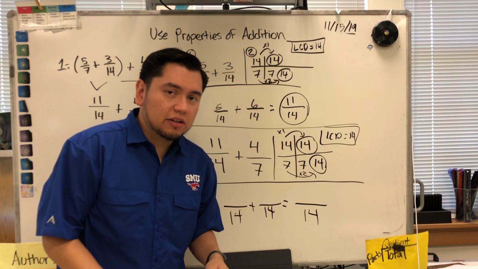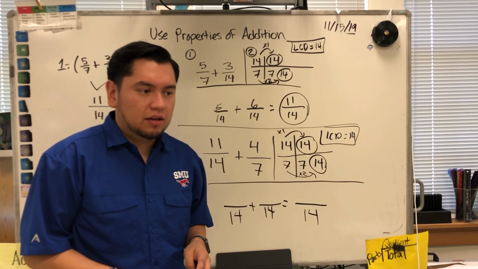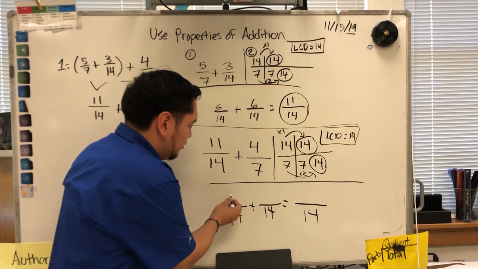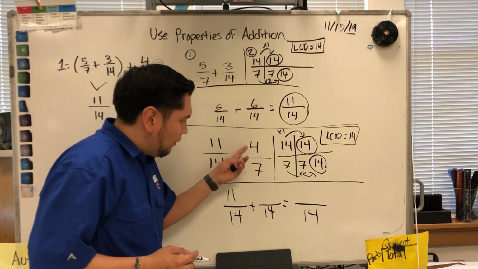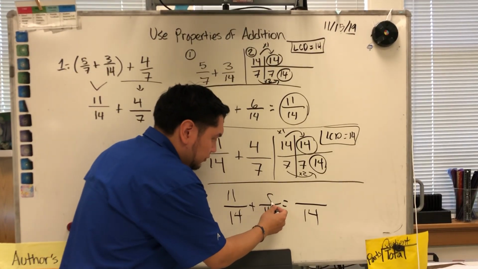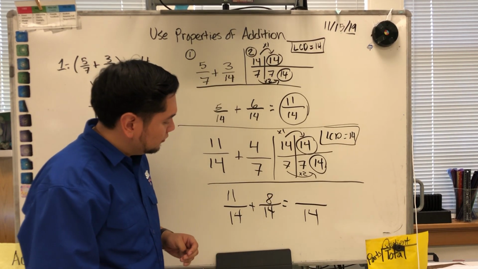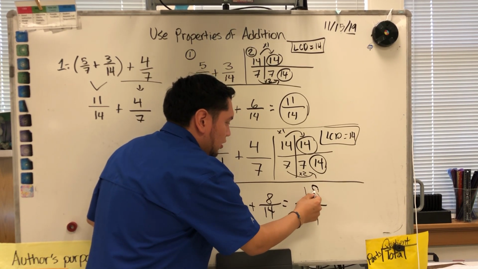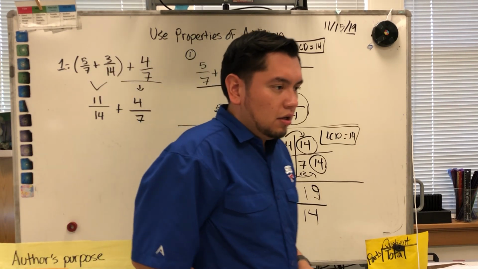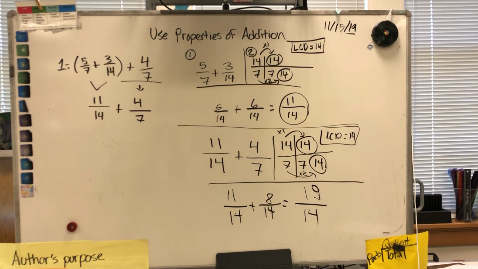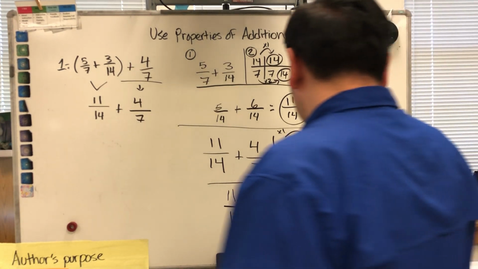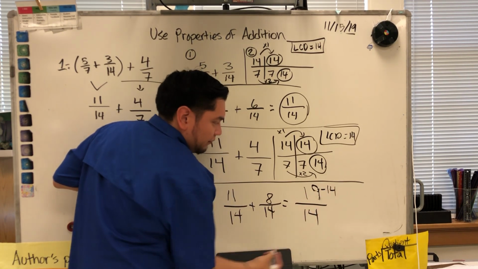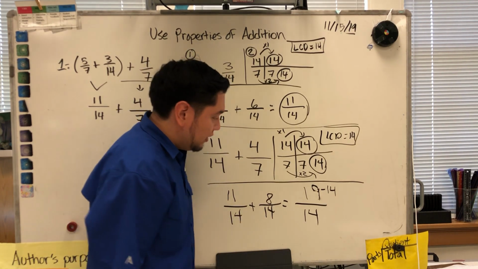Now, here's where you need to make sure that you're doing it correctly, okay? 11 times 1 equals 11. 4 times 2 equals 8. 11 plus 8, 19. Now, this guy here is an improper fraction. So I need to change it. Okay, we're gonna follow a strategy. Take 14 away from the top, right? Because that's how many pieces our whole is divided into.